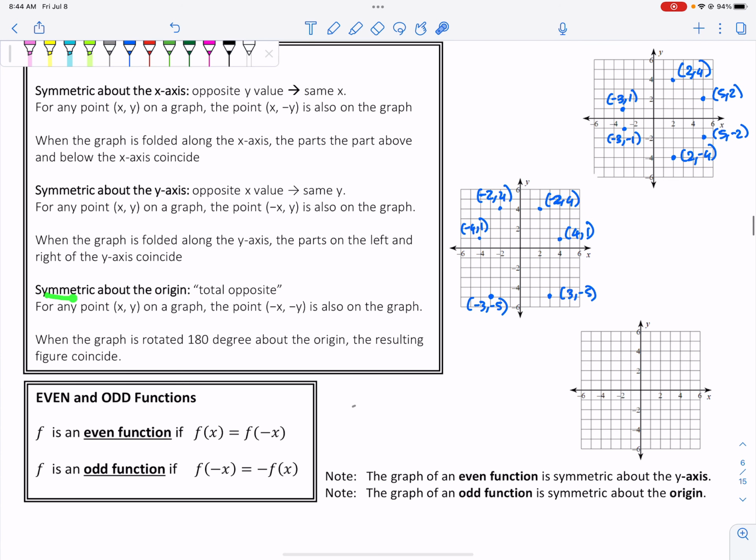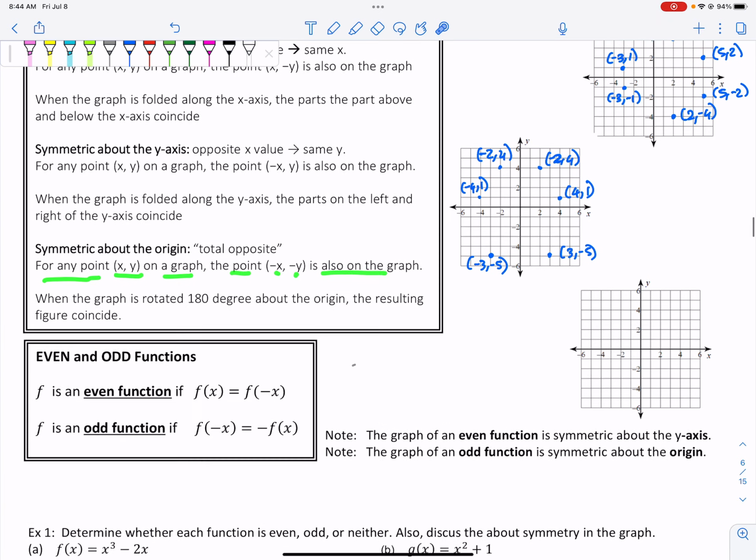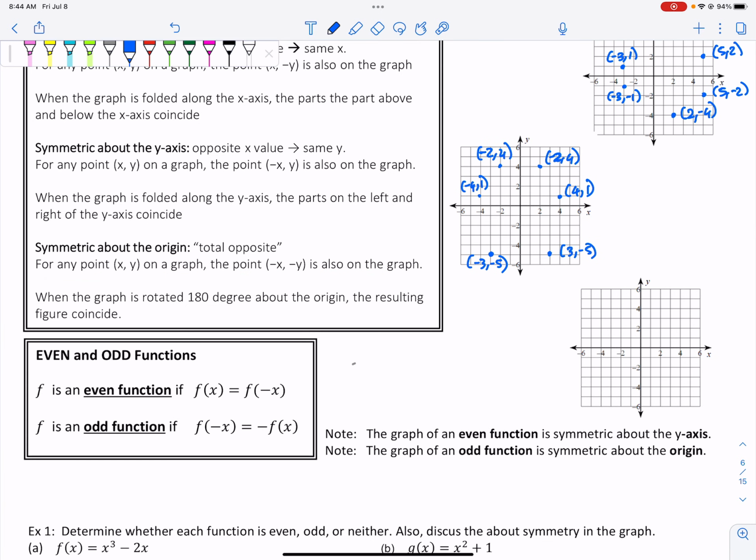Now let's look at symmetry about the origin, total opposite. For any point (x, y) on the graph, the point (-x, -y) is also on the graph. So for example, if we were to have the point (3, 4) on the graph, we will also have the point (-3, -4) on the graph.